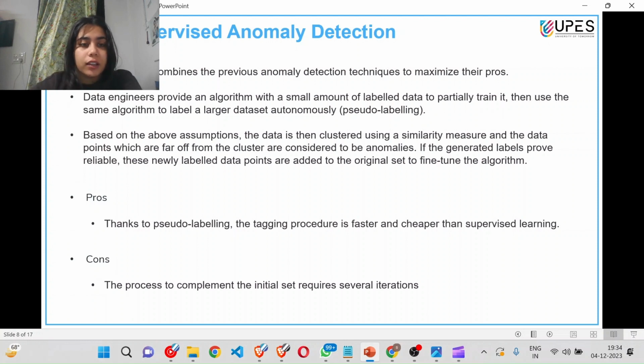The pros are, thanks to pseudo labeling, the tagging procedure is faster and cheaper than supervised learning. The cons are the process to complement the initial set requires several iterations.